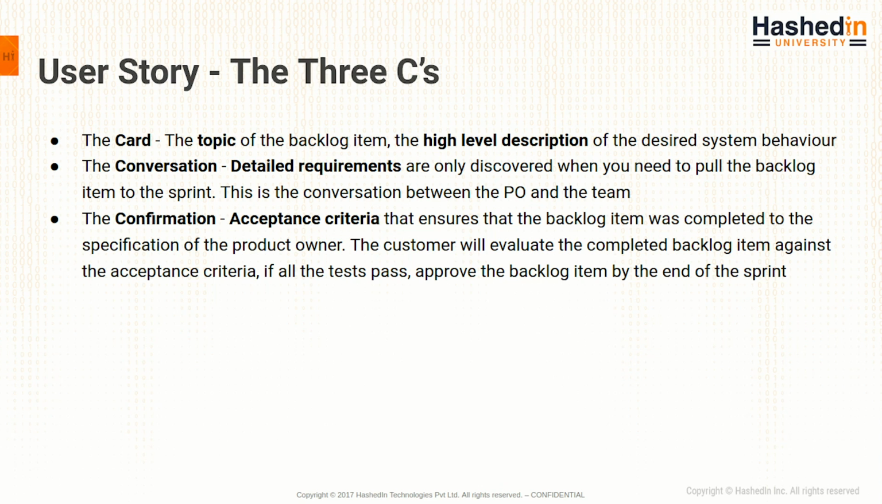Then the confirmation. Once you have the requirement and high level description, you have to mention the acceptance criteria. Acceptance criteria ensure that the backlog item was completed to the specification of the product owner. The customer will evaluate the completed backlog item against the acceptance criteria. If all the tests pass, then you approve the backlog item by the end of the sprint.